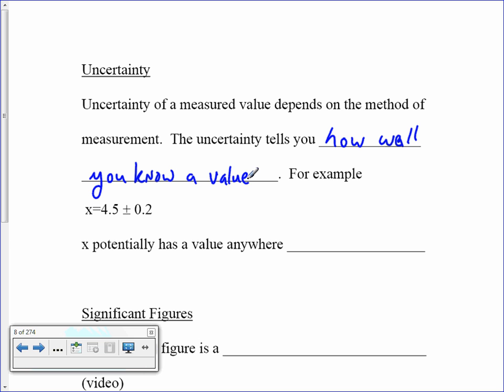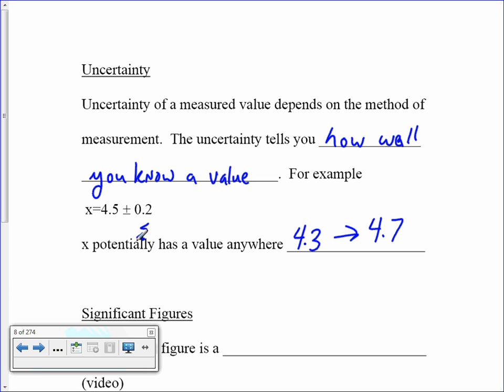And we express it in this way. Say, for example, I have a measurement for x that's equal to 4.5, and I have an uncertainty of 0.2. X potentially has a value anywhere from 4.3 all the way up to 4.7. This uncertainty tells us a range, and at least in this case, there is equal probability for the measurement to have a value that lies within this range.